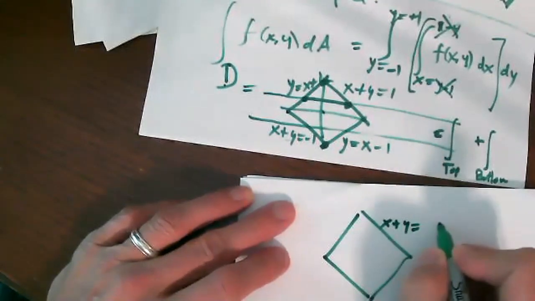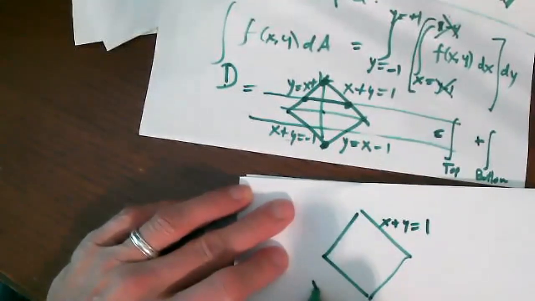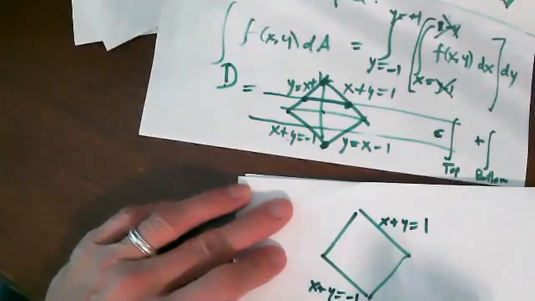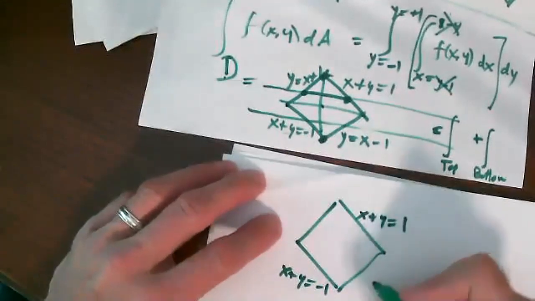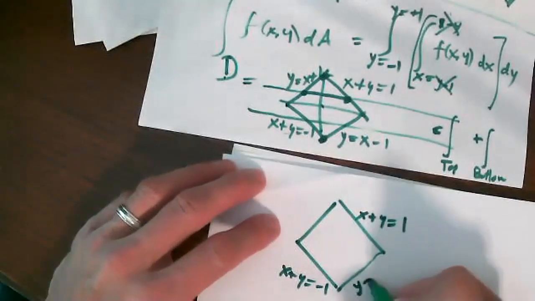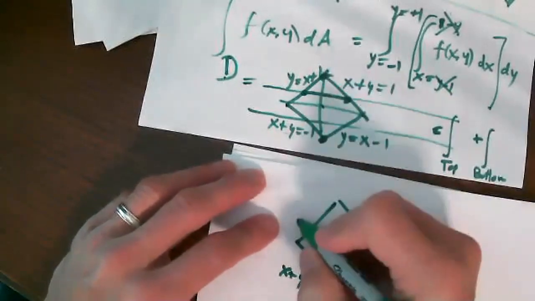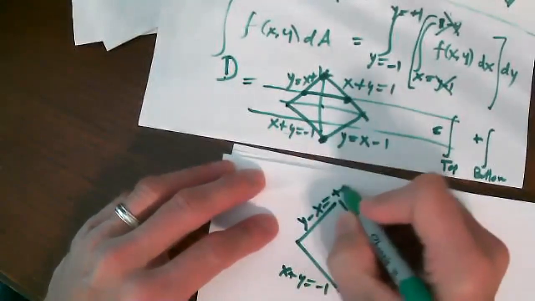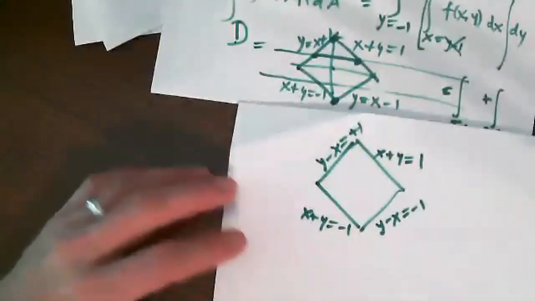I already wrote these two in the form of x plus y is a constant and x plus y is a different constant. I could do the same thing over here on these edges. This is where y minus x is equal to -1, and this is where y minus x is equal to +1. So here's my thinking.